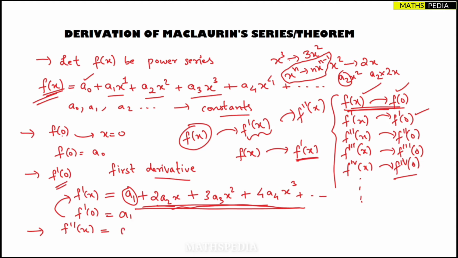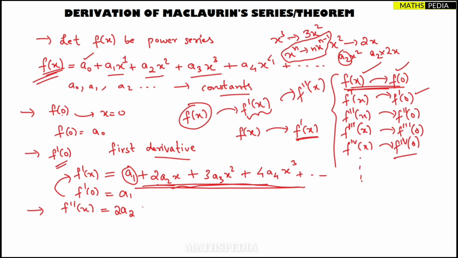So differentiating, what will happen? Again the same thing, it will become 2a2 plus 3 into 2 a3 x plus 3 into 4 a4 x power 2 plus so on. That means I am just differentiating. Just 2 will come here, that's why it is 3 into 2, 4 will come here, that's why it is 3 into 4, and subtract 1 power from here, that's it.